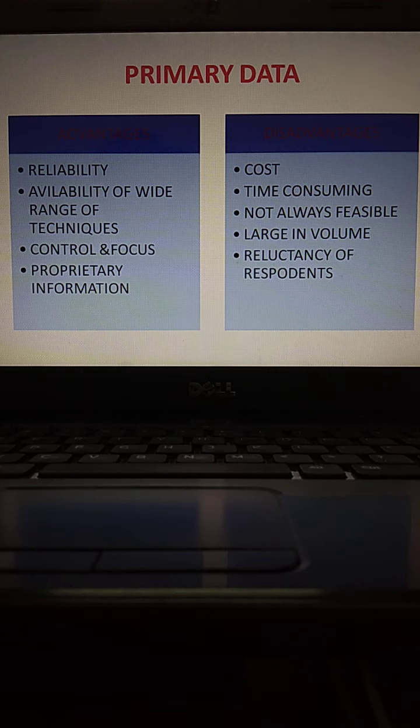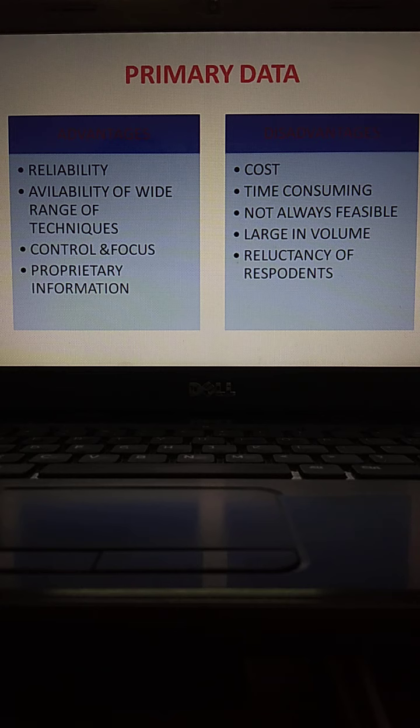The final advantage of the primary data is what? Proprietary information. Because the primary data is collected for the first time, only for that purpose, you are in charge of the confidential information in it. So there will not be any scope for your competitors to get the secrets from the data. This is one more very considerable advantage of the primary data: proprietary information. So these are all the advantages.